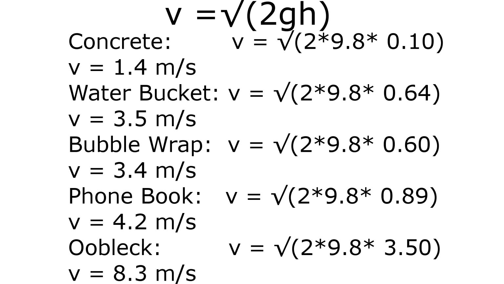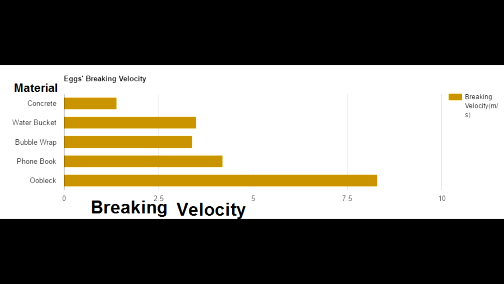These are the calculations I did to find the velocity. I just used the equation that I mentioned before, v equals the square root of 2gh. This is the graph I made to represent my data, and as you can see, oobleck has the highest velocity to break and concrete has the lowest. I did not believe a line of best fit would be appropriate for this type of graph.